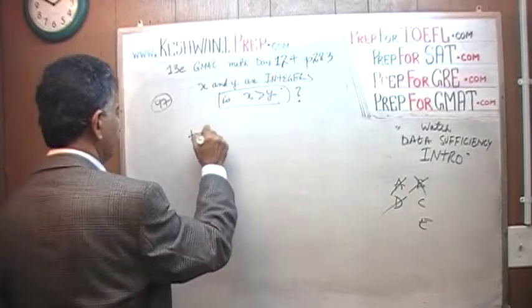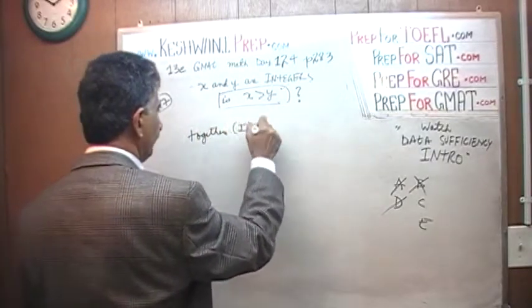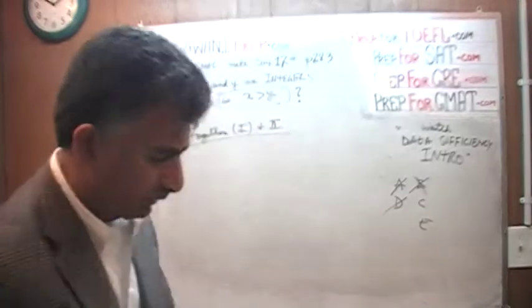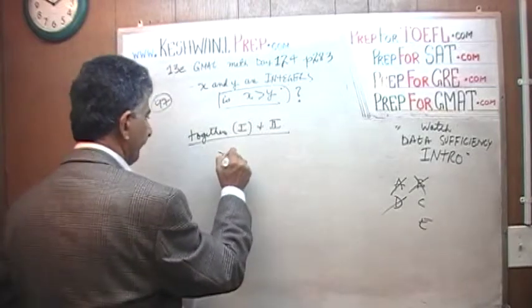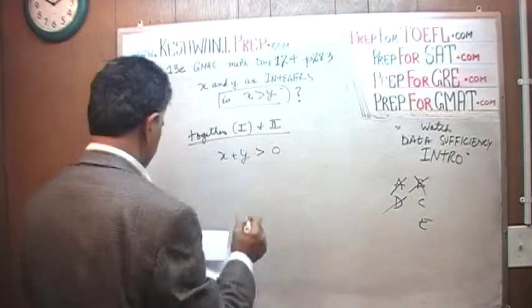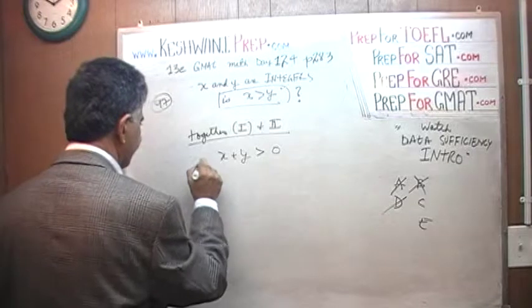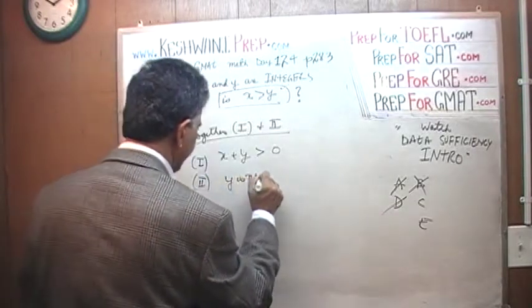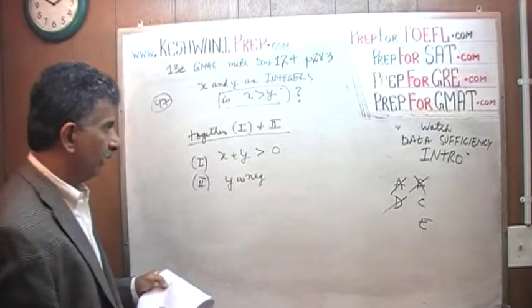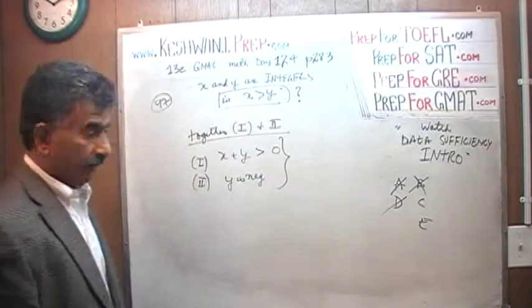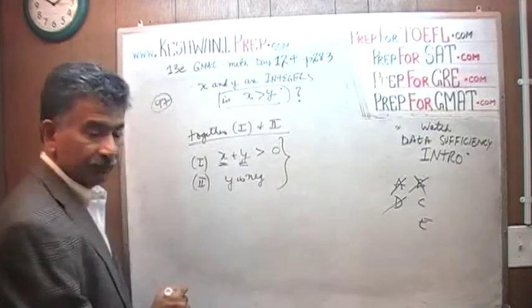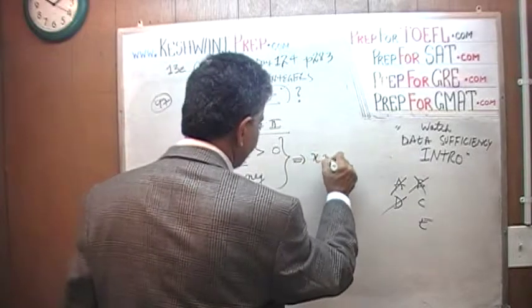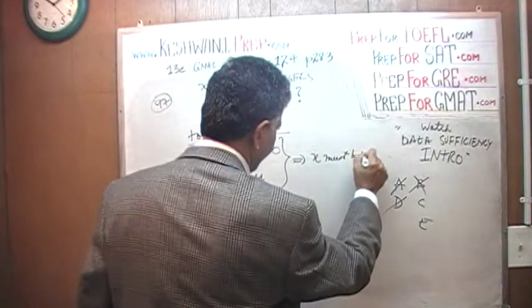Together, 1 and 2. The first statement tells us that their sum is positive. The second statement tells us that y is negative. Well, if their sum is positive and y is negative, that implies that x must be positive.